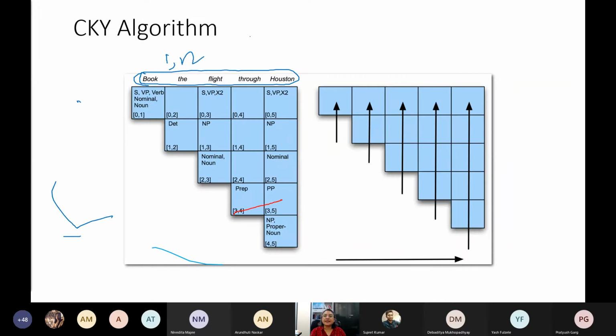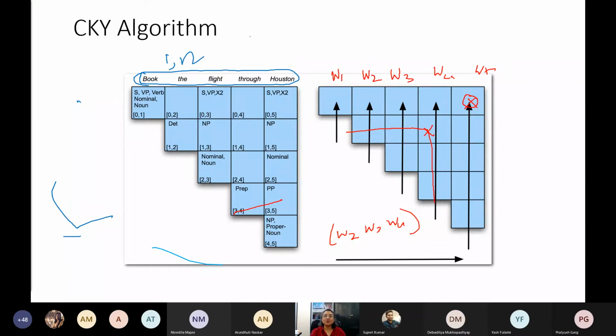Okay, so as I said, if I consider a cell like this, what does it correspond to? Suppose we have here W1, W2, W3, W4, W5. This corresponds to W2, W4, that is the phrase W2, W3, W4. And what does this corner cell correspond to? It corresponds to the entire sentence, right?